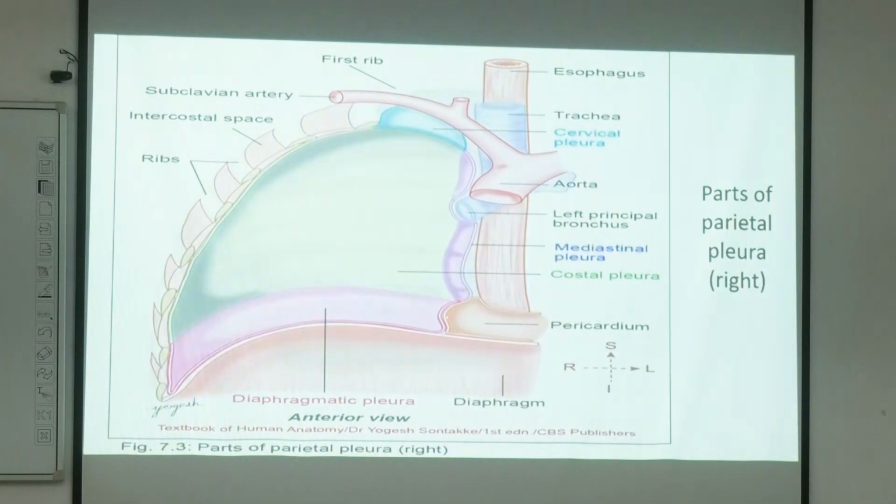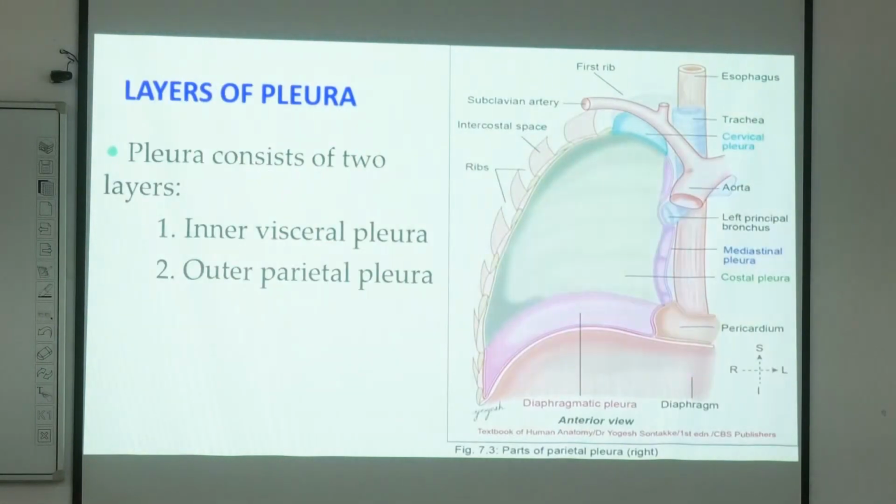Now, this violet one, it is lining the heart and the mediastinal structures, that is known as the mediastinal pleura. And this pink part is lining the upper surface of the dome of the diaphragm, that is known as diaphragmatic pleura. So, parietal pleura is divided into 4 parts: costal pleura, cervical pleura, mediastinal pleura, and the diaphragmatic pleura. So, pleura consists of 2 layers: inner visceral pleura, which is lining the lung, and outer parietal pleura.